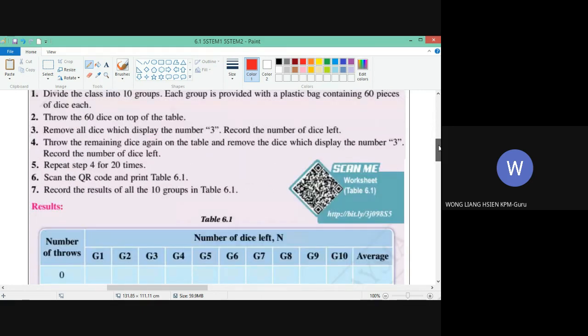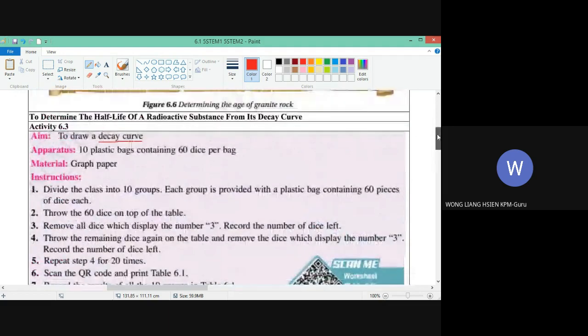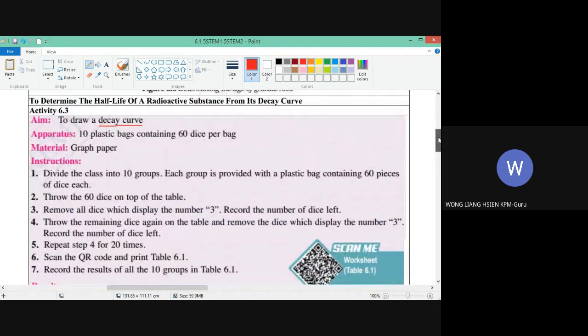Okay, so we are not going to discuss this experiment here. So basically, this activity is to show us how radioactive decay works, or how half-life works. Because we learned that half-life is the time taken for half of the radioactive substance.